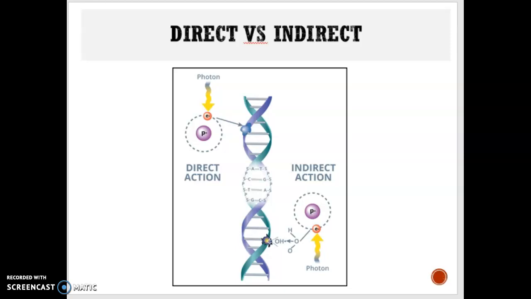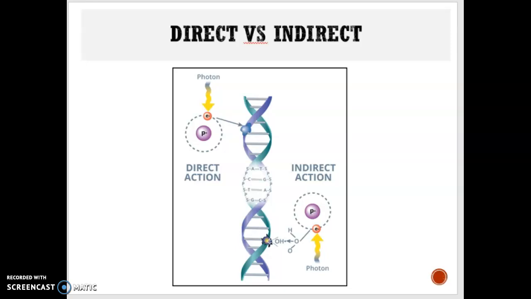Now let's look at indirect effect and summarize that. Effects are produced by reactive free radicals that are created by the interaction of the radiation with the water molecules in the cytoplasm of the cell. Now the unstable, highly reactive agents, which are the free radicals, have the potential to disrupt the molecule and result in cell death.